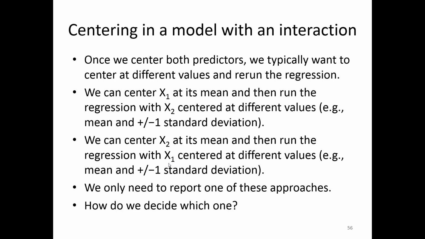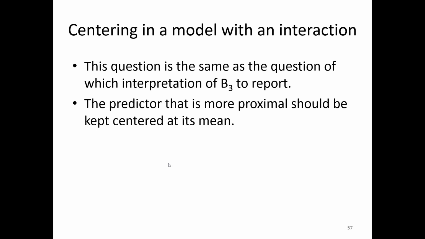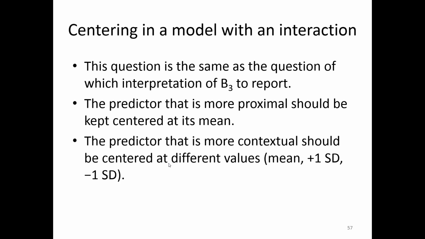So how do we decide which one? Okay, so the question is just the same as the question of which interpretation of B3 to report. So the predictor that is more proximal, the one you're really focused on, should be kept centered at its mean. And then the predictor that is more contextual should be centered at different values. So the mean and plus or minus 1 standard deviation. So when we center this contextual predictor at different values, it's going to tell us something about the relationship between that proximal predictor and the outcome variable at different values of these contextual predictors.